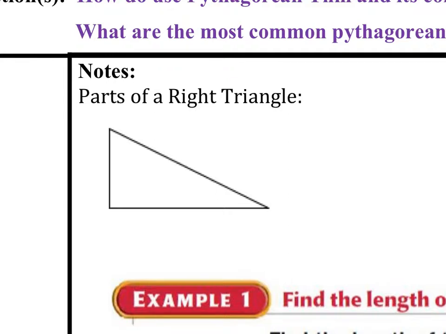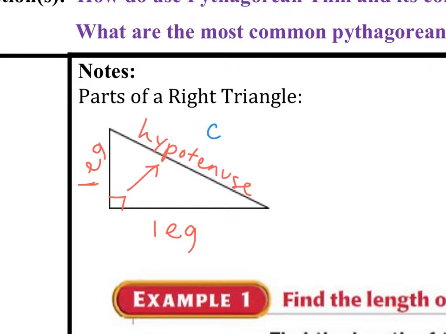Have the legs, there's two of them. The legs touch the right angle. Right here. So they're adjacent to the right angle. You have the hypotenuse, which is directly across from the right angle. Right there. This is always C. A and B are interchangeable, the other two sides.